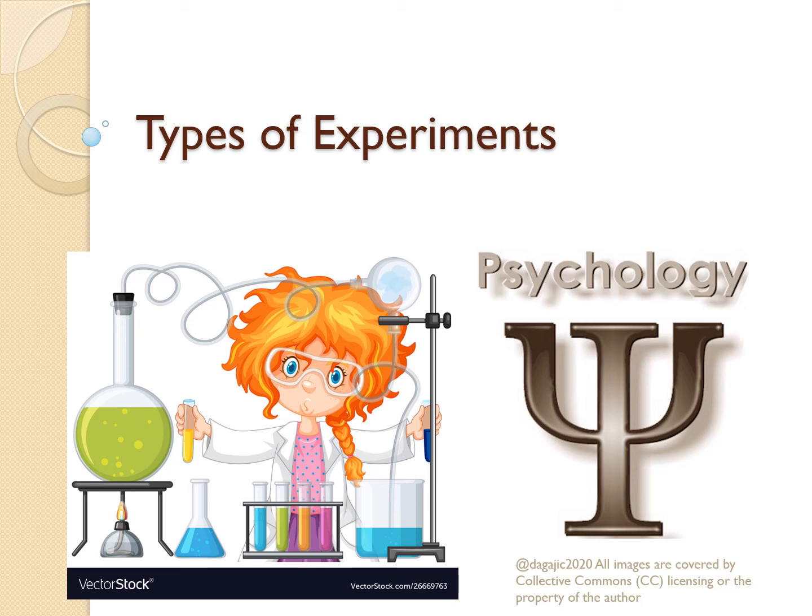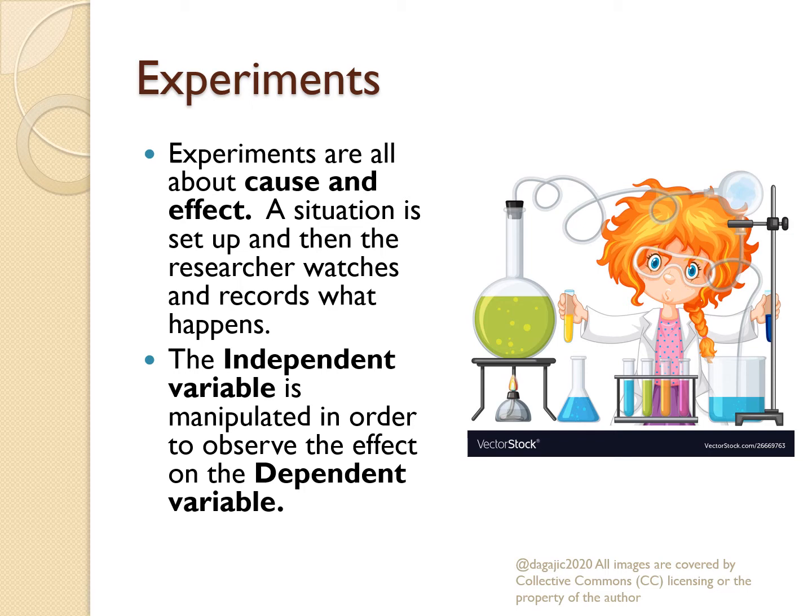In this presentation, we're going to look at experiments, and in particular, the different types of experiments that we use in psychology. Experiments are all about establishing causal relationships, so they're all about cause and effect. A situation is set up by the researcher, and the researcher then watches and records what happens. All experiments have an independent variable known as the IV, which is the variable you manipulate to see what the effect is on the dependent variable, the DV.